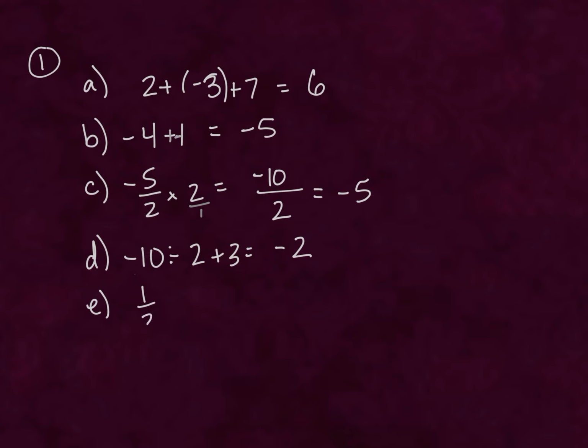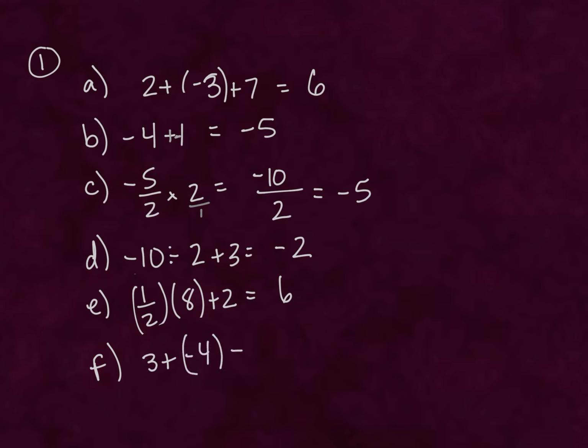E, we have half times 8 plus 2. The order of operations tells us to do multiplication before addition. Half of 8 is 4, and 4 plus 2 is 6. F, we have 3 plus -4 minus 1. We can change this piece. So we have -4 and -1 make -5, and 3 plus -5 is -2.